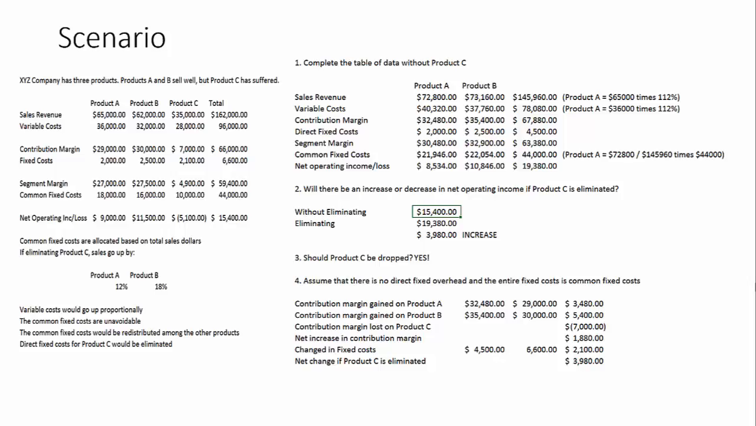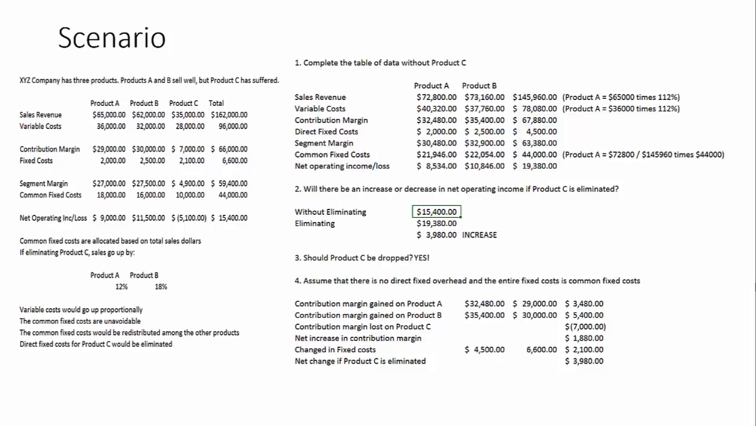So now, in number 4, let's assume that there is no direct fixed overhead and the entire fixed cost is common. So let's take a look at contribution margin gained on product A. So what we do is we look back at what we computed in part number 1, and we look at product A and we look at the contribution margin, which is $32,480. And we compare that to the original scenario, where our contribution margin for product A was $29,000. So we actually have a contribution margin gained on product A of $3,480.